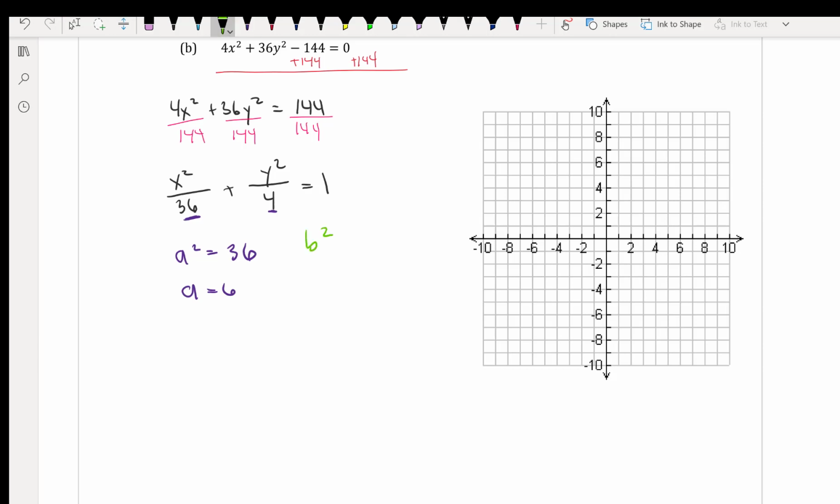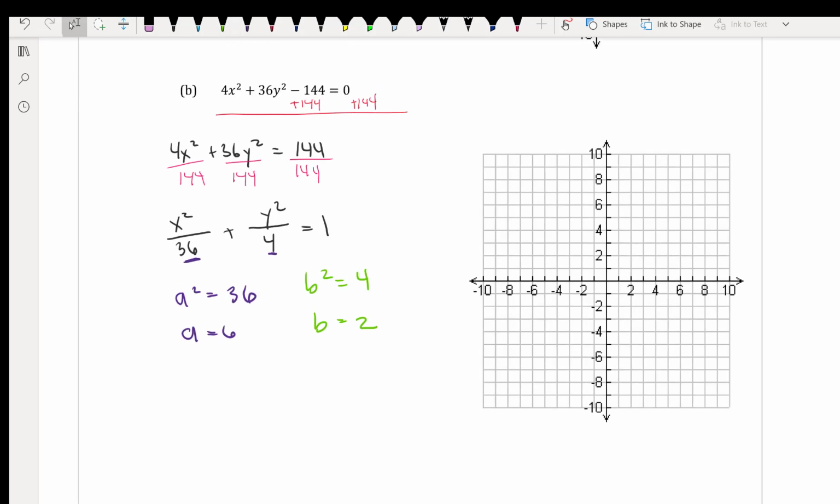You also have your b squared. That's the other denominator you did not use. So my b is equal to 2. So now I know that my center was at 0, 0. And now I look at my equation. So this is the equation I'm looking at.